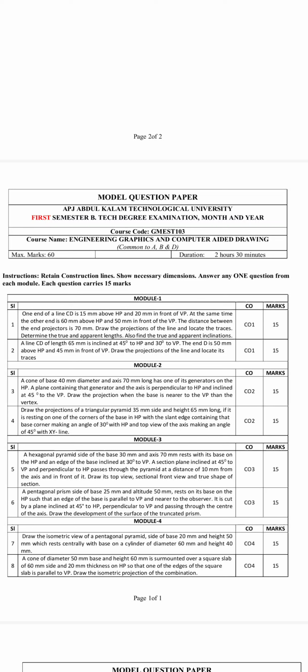Module 3 second question, that is the optional question. A pentagonal prism, side of base 25 mm and altitude 50 mm, rests on its base on the HP such that an edge of the base is parallel to VP and nearer to the observer. It is cut by a plane inclined at 45 degree to HP, perpendicular to VP and passing through the center of the axis. Draw the development of the surface of the truncated prism.